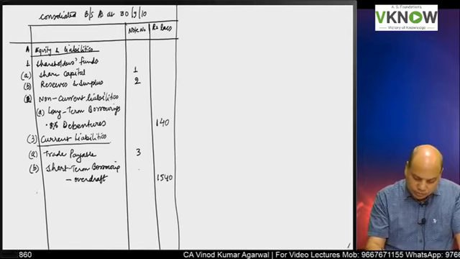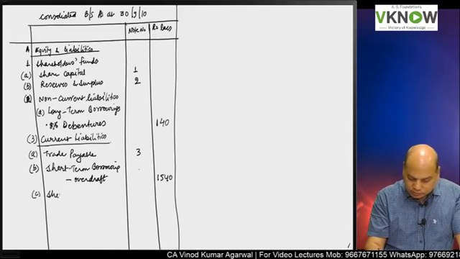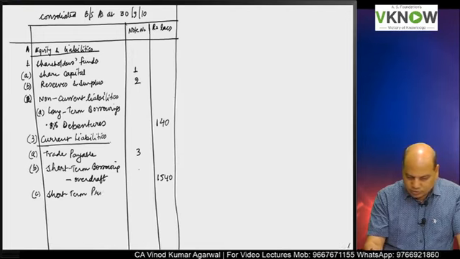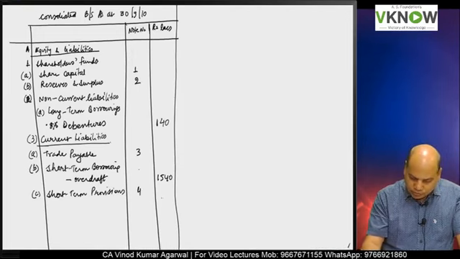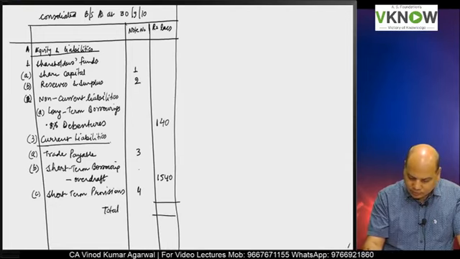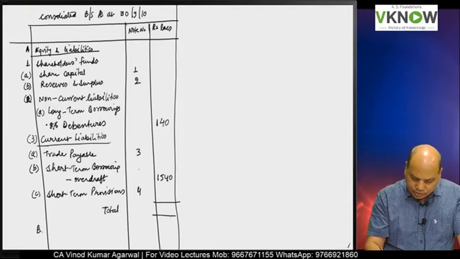1540. Point number C, write down short term provisions, note number 4. Then write down total. Point number B, write down assets.